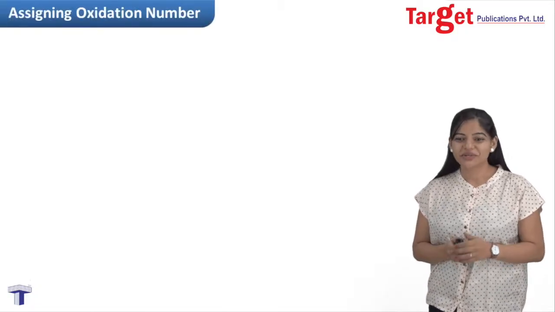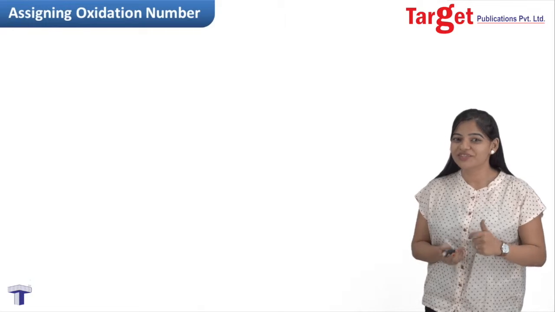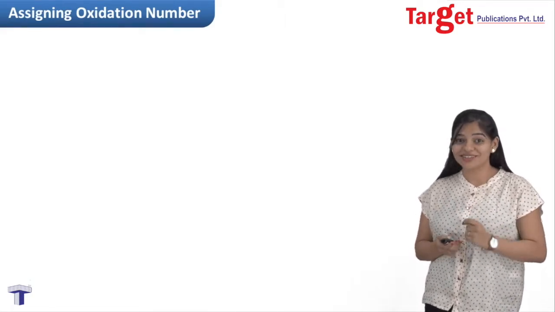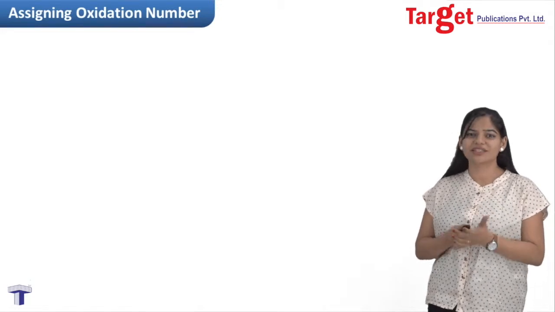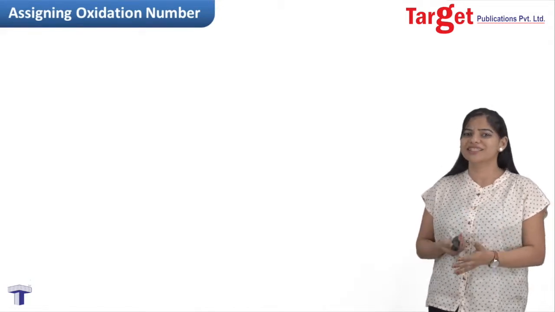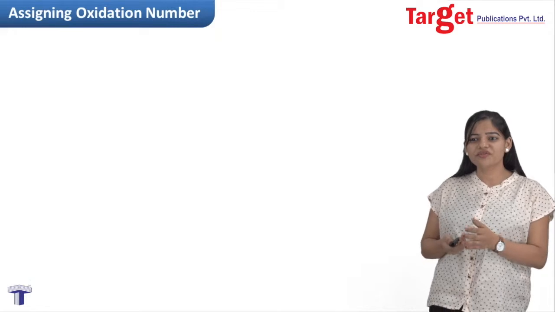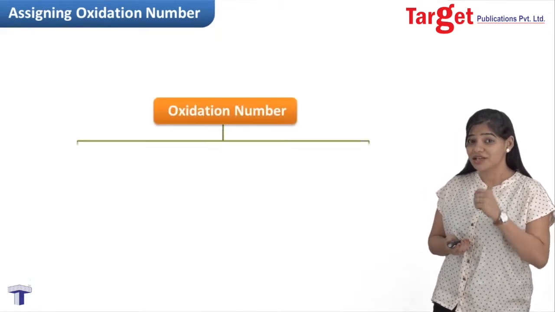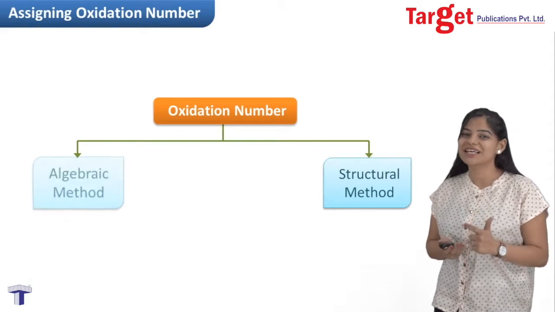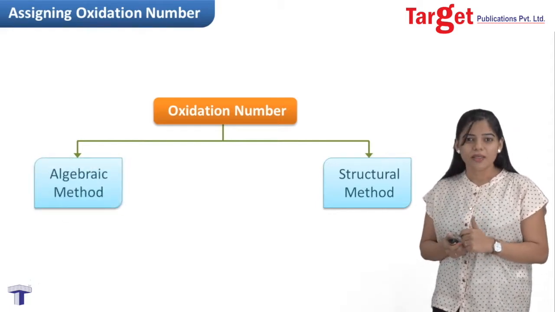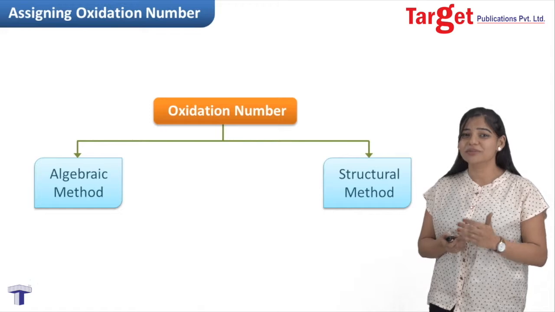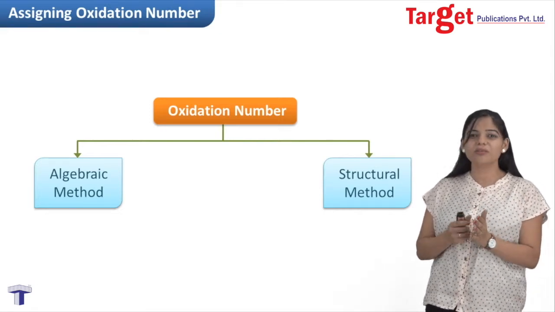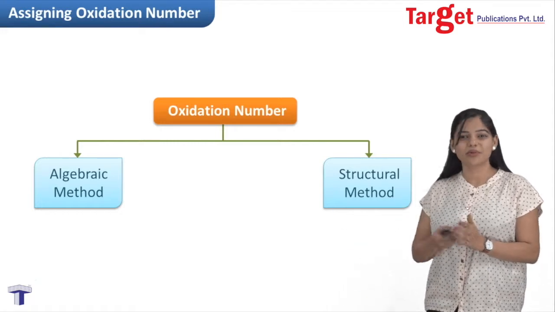Hi students. So let's start in this module with the calculation of oxidation number. That is, what charge an atom will carry when it is in its complex form or whenever it's in its compound form. So the very first oxidation number can be calculated by two methods. First by algebraic method and second method is structural method. Now when we say algebraic method, it is nothing but the rules which we studied in our previous modules, and structural method which we'll be covering in our next modules, right?